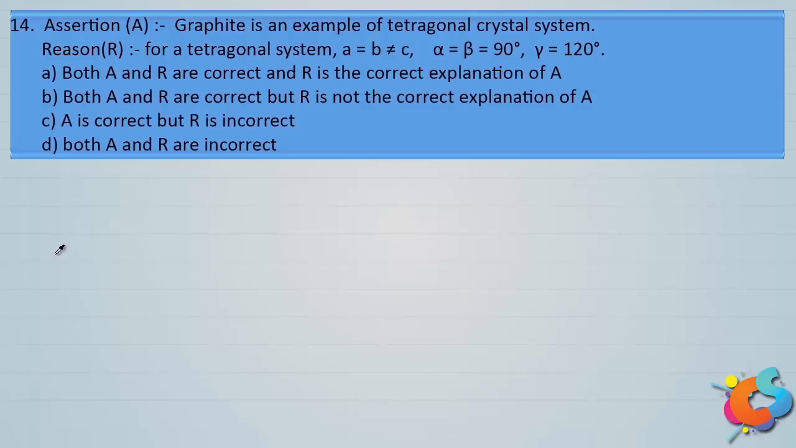The given options are option A, both A and R are correct and R is the correct explanation of A. Option B, both A and R are correct but R is not the correct explanation of A. Option C, A is correct but R is incorrect. And the last option, option D, both A and R are incorrect.